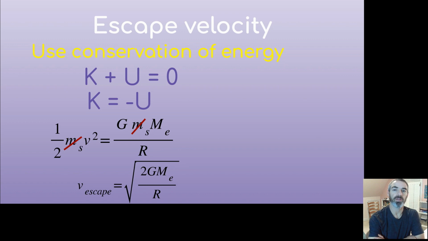So we can see that the escape velocity is inversely related to the radius, which means the closer you are to the surface of the Earth, the faster you'd have to be moving to escape the Earth's gravity, which makes sense because the g value is greater as we get closer to the surface of the Earth, and it decreases as we move further away from the Earth. So the further you are away, the less speed you would need to escape the gravitational pull of the Earth.